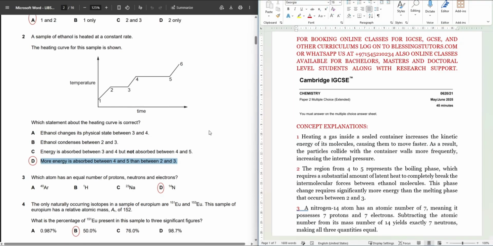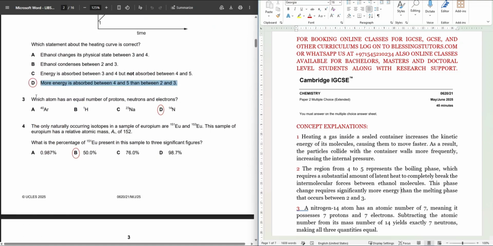All right, now let's do question number 3. Which atom has an equal number of protons, neutrons, and electrons? Out of these options, our answer is nitrogen-14. What is the logic behind this?